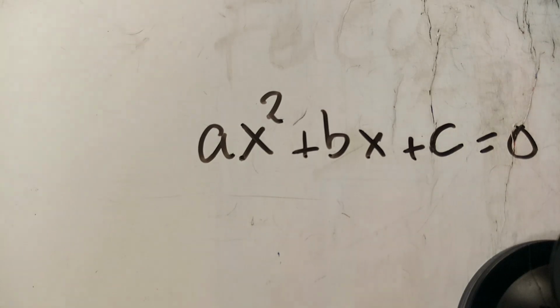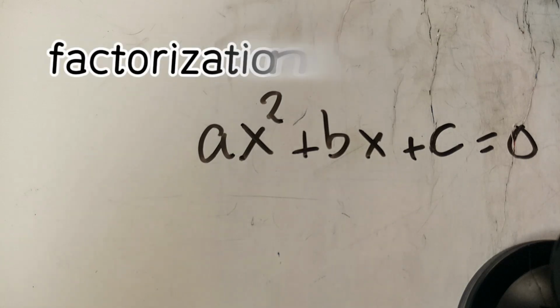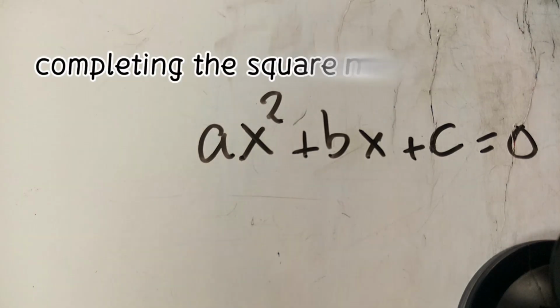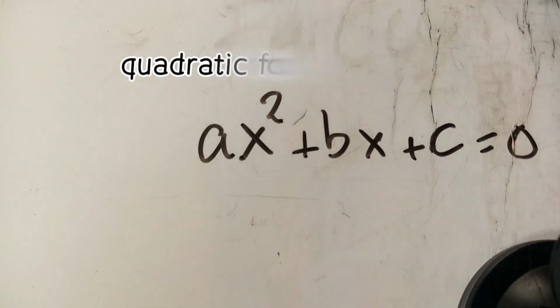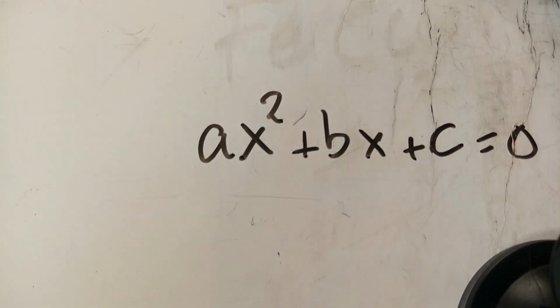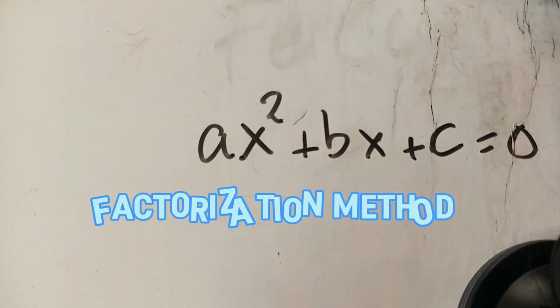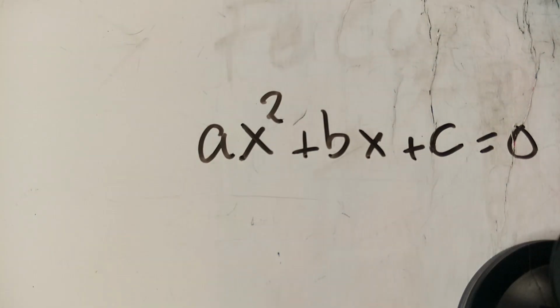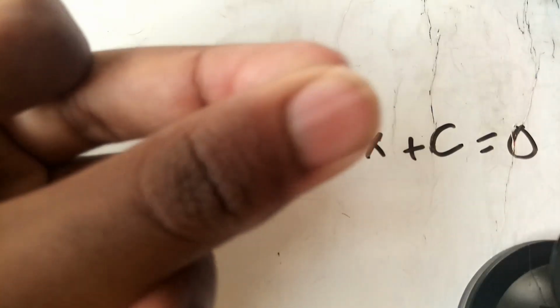Now we have three main methods in solving a quadratic equation. The first method is solving the quadratic equation by factorization method. The second one is the completing the squares method, and the last one is the quadratic formula. So today we're going to be looking at the factorization method and how to solve the quadratic equation using that method. So let's dive in deeper.